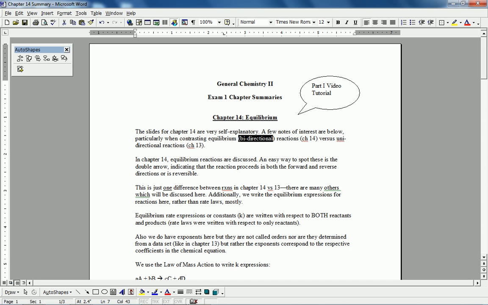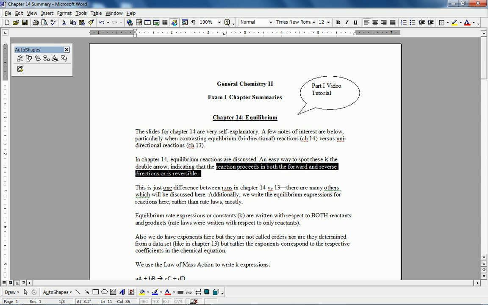And in the last chapter, we were looking at unidirectional. What we mean by that is that in an equilibrium reaction, we are looking at a double arrow present in the chemical equation. So it's a very easy way to spot an equilibrium equation, looking for the double arrow. And in the last chapter, of course, there was a single arrow because there was a start and a finish. And equilibrium, of course, means that the reaction can proceed in both the forward as well as the reverse directions, or is reversible.